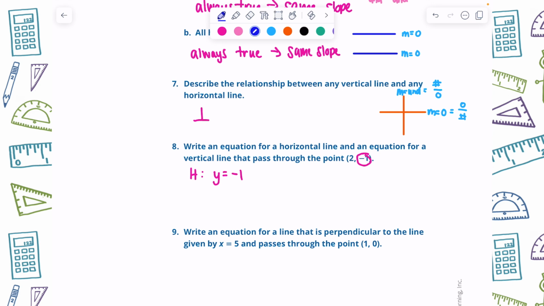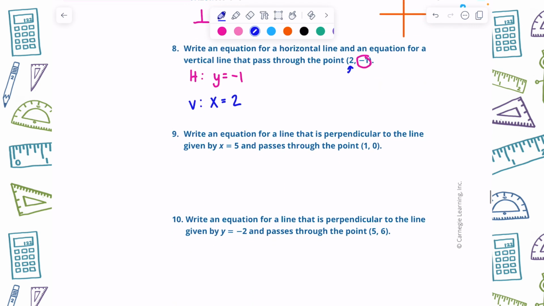And if we look at a vertical line that goes through that point, remember we just said that vertical lines are x equals a number. So we have x equals, and we know it goes through this point, so we can use x equals the x-coordinate of our point, which is 2. X equals 2. Please don't make these more difficult than they have to be. You just really have to kind of think about these problems. So try not to overcomplicate questions like number 8. Let's look at number 9.